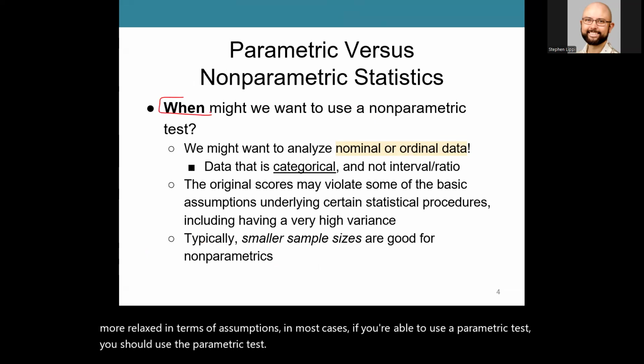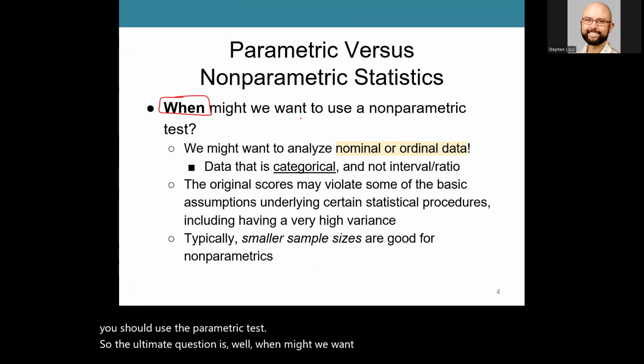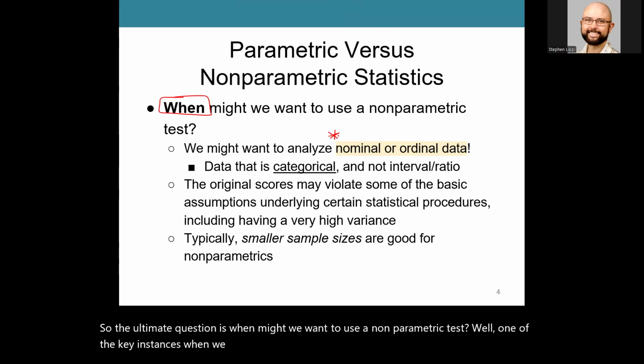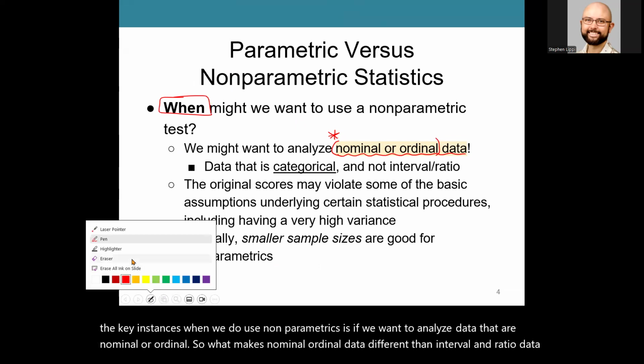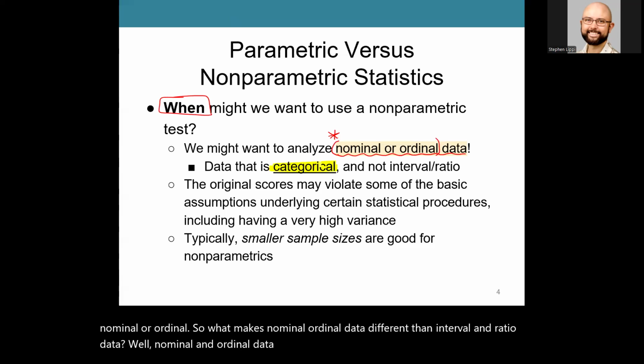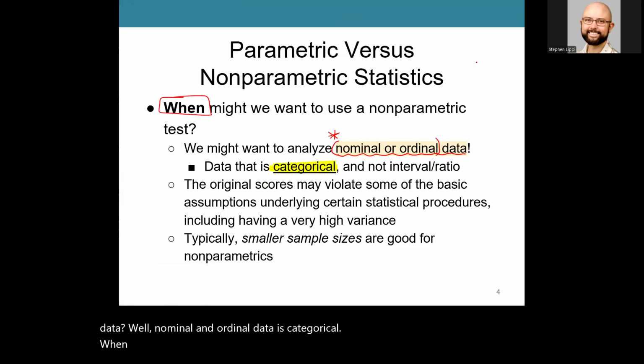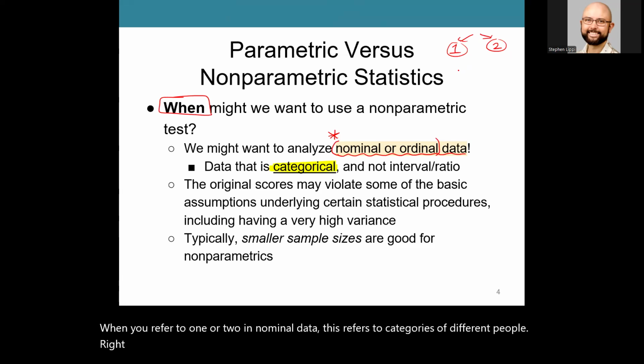So the ultimate question is, when might we want to use a non-parametric test? One of the key instances is if we want to analyze data that are nominal or ordinal. What makes nominal or ordinal data different than interval and ratio data? Nominal and ordinal data is categorical. When you refer to 1 or 2 in nominal data, this refers to categories of different people. And when a nominal variable is what we're essentially measuring, t-tests and ANOVAs don't allow us to really do anything with that.